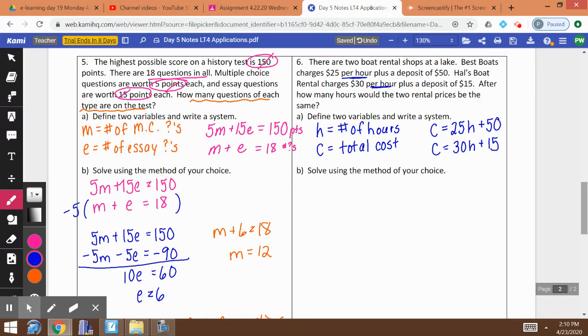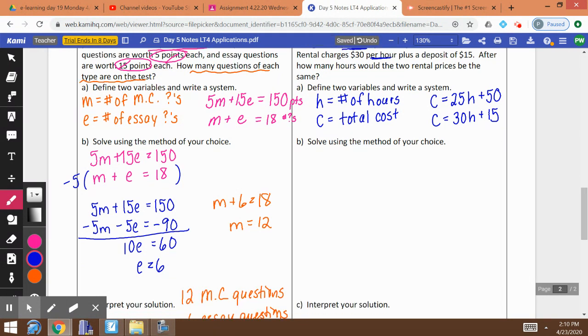Now, one of the questions I'm going to ask on this is, all right, which boat company would you choose? Now, it could depend on a few things. Keep that in the back of your mind there.